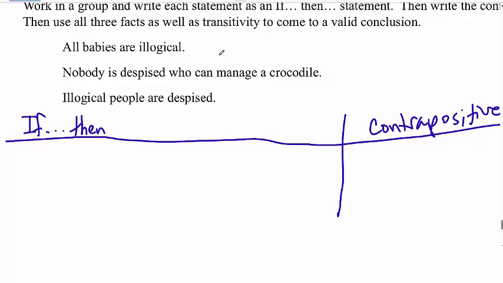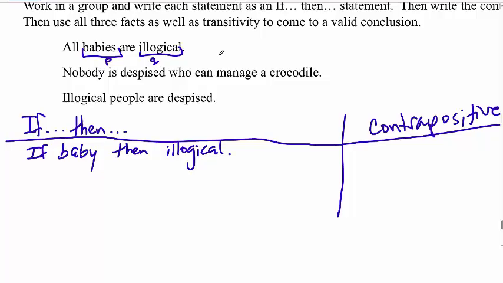So we're starting with writing each statement in if-then form. All babies are, by the way, this really is a Lewis Carroll logic puzzle, all babies are illogical. Okay, so this is the same as saying, remember, all P's are Q's. So if P, then Q. So if you're a baby, then you are illogical.